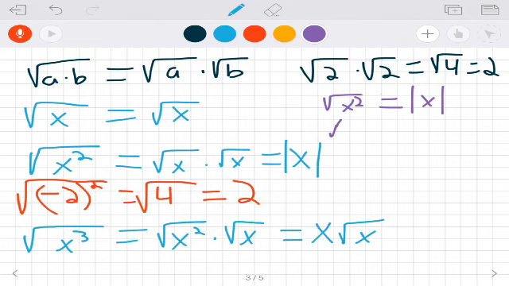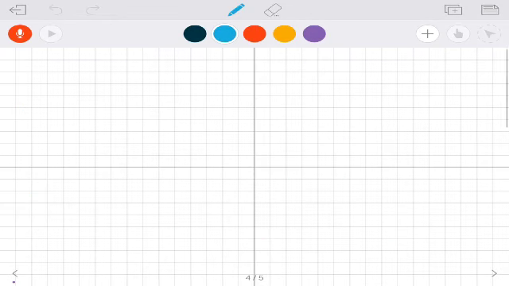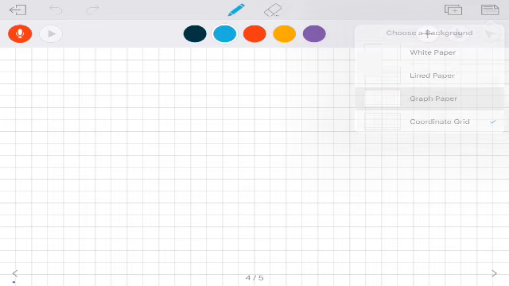So here we've got the square root of x to the third, and this is going to be x times the square root of x. All right, and our last one here, well, we're going to go through a couple more. So I'm actually going to go ahead and do a new page, and we're going to look at this here.